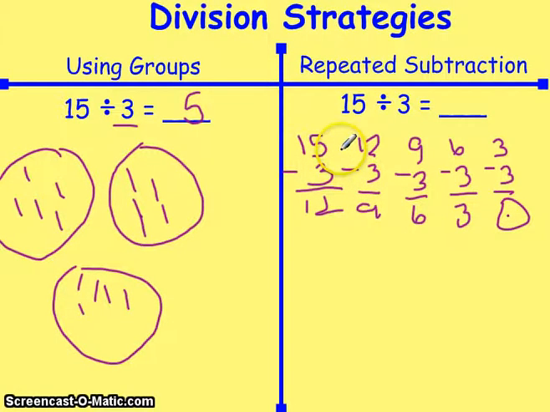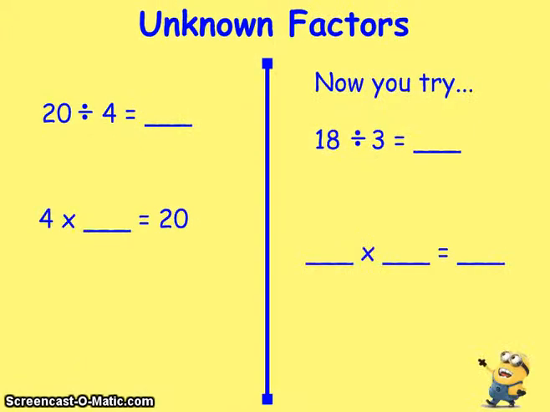So I can find my answer by counting how many times I subtracted. 1, 2, 3, 4, 5. 15 divided by 3 is 5. Now let's talk about those unknown factor problems I mentioned before. We know that multiplication and division are related, so if I need to divide 20 by 4, I can think about what times 4 equals 20.